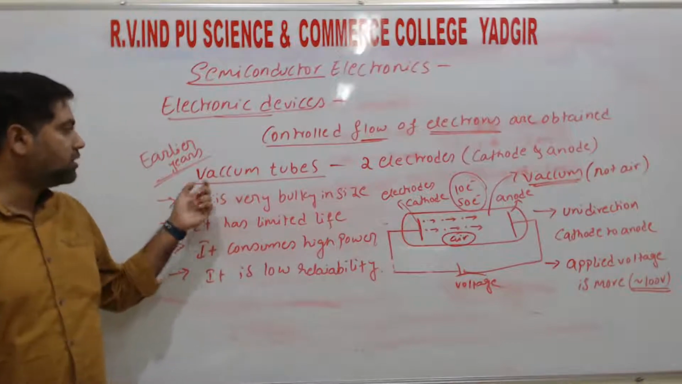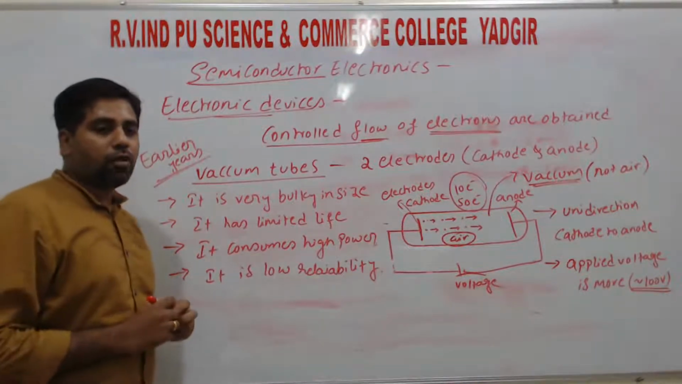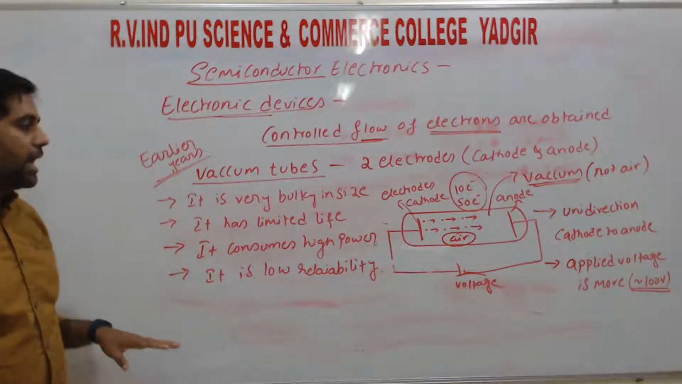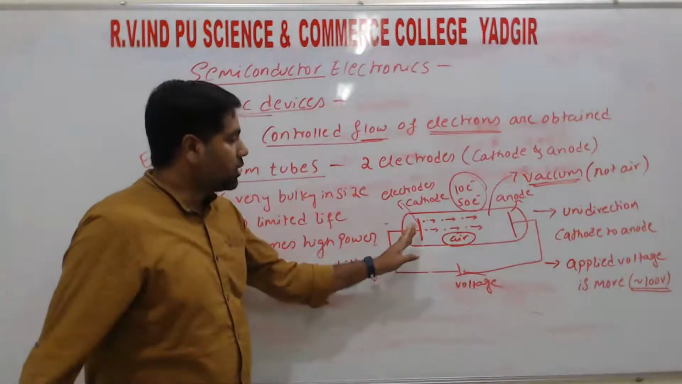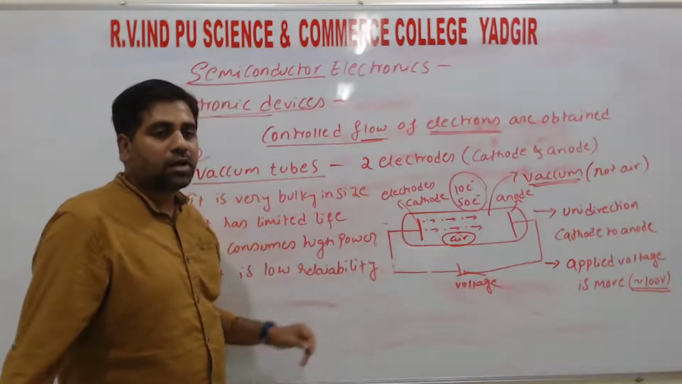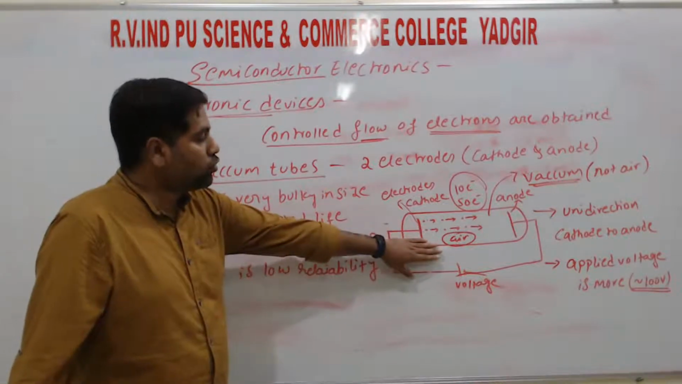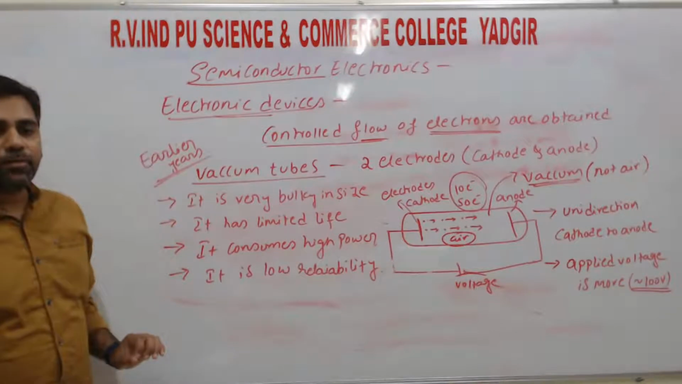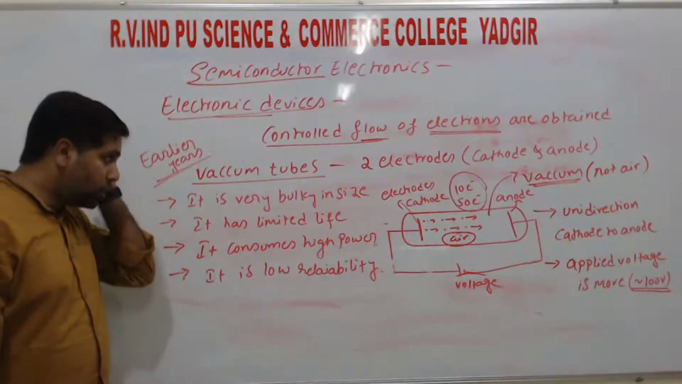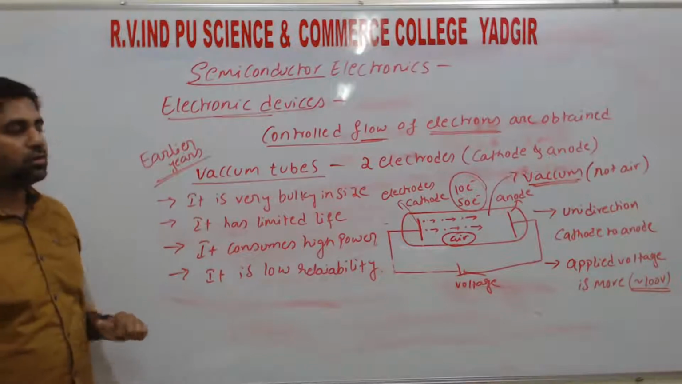So now you understand this one. What are vacuum tubes? Vacuum tubes have a controlled flow of the electrons. They have two electrodes. The electrons are emitted only from the cathode, and these electrons are unidirectional, right? In the vacuum tube, there is only vacuum. That means there are no air particles present in the vacuum tube. So that's why the name is given as vacuum tubes, right?